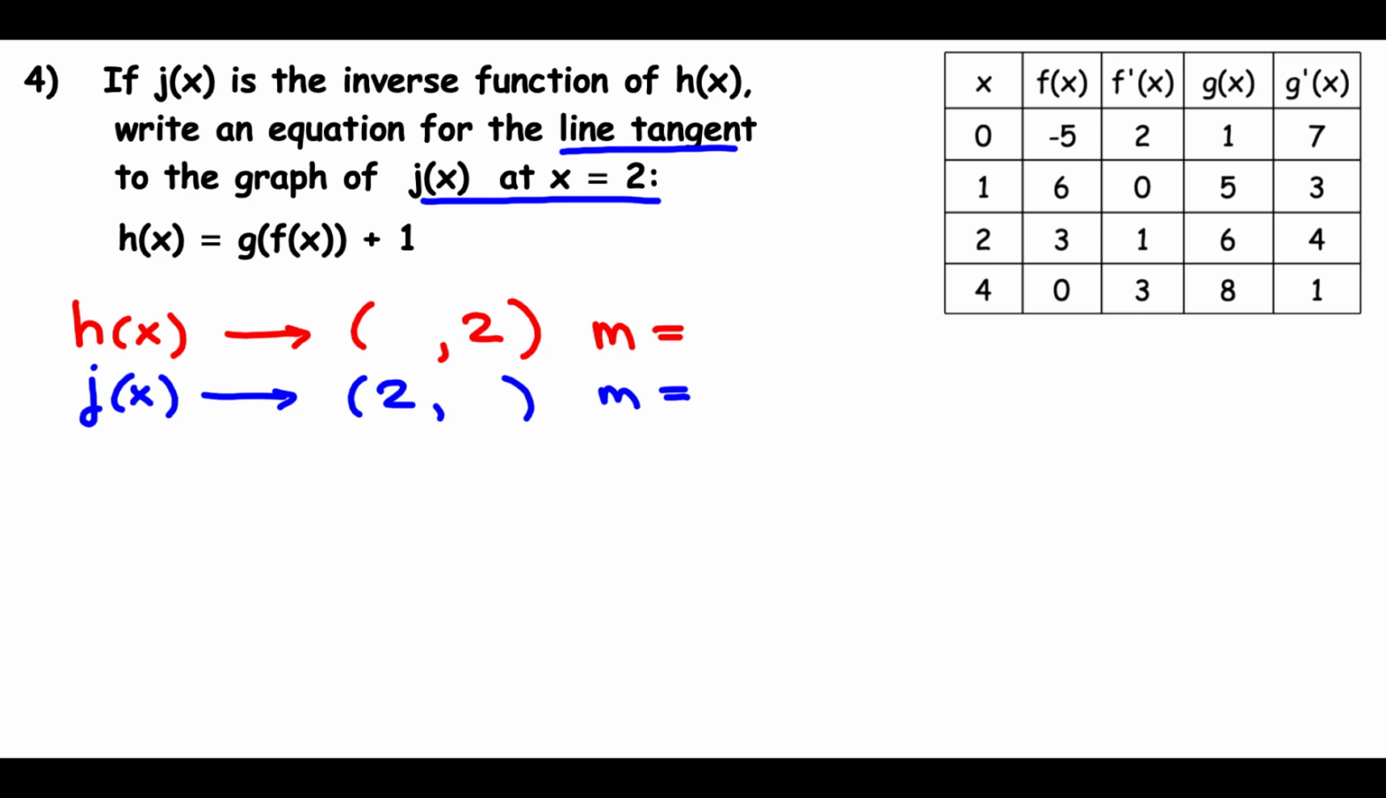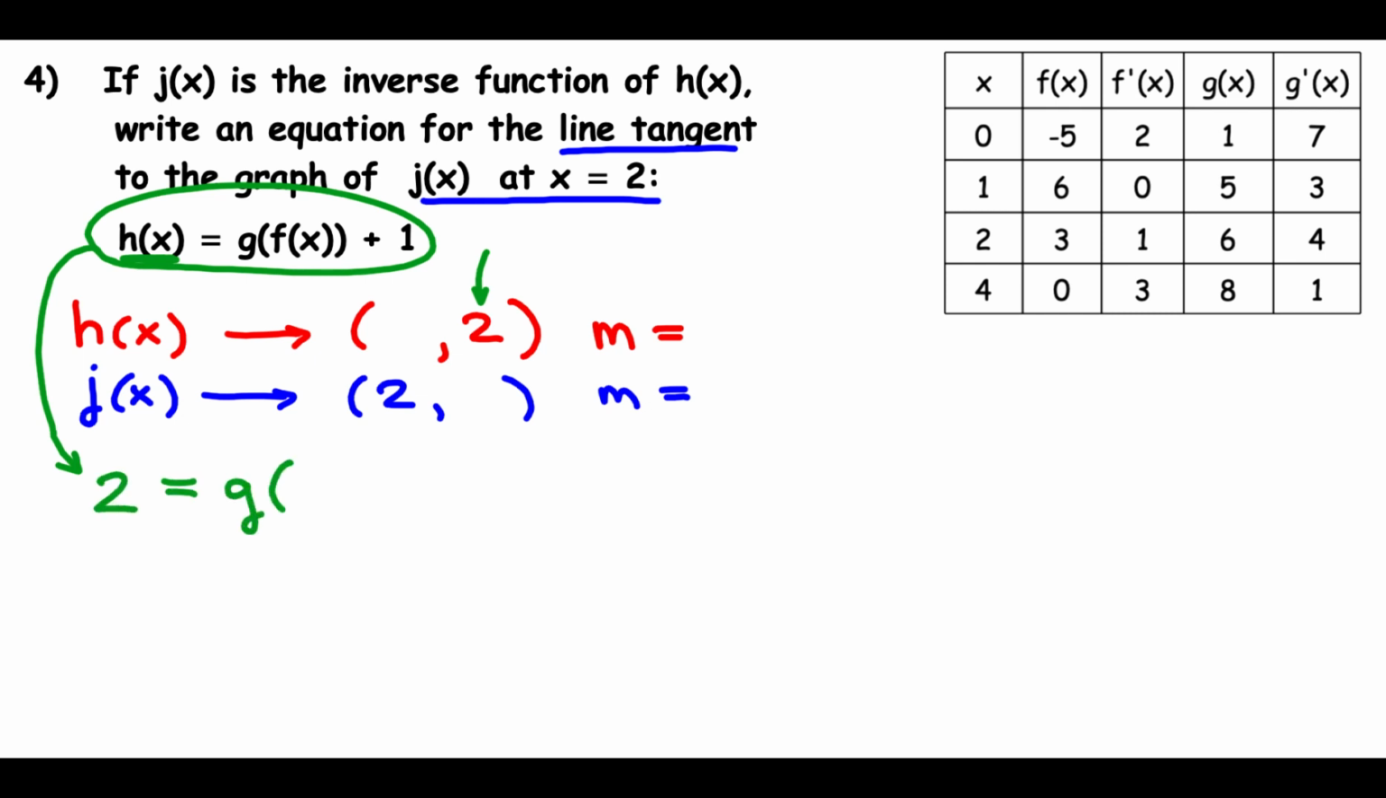Let's go ahead and take the equation that we started with and work with it by plugging a 2 in for h of x. I'll show you what I mean. H of x, I don't know what x is, but I know that y, or in this case, h of x, is this 2 right here. So we have 2 equals g of f of x plus 1. We'll subtract 1 from both sides. So we have g of something equals 1.